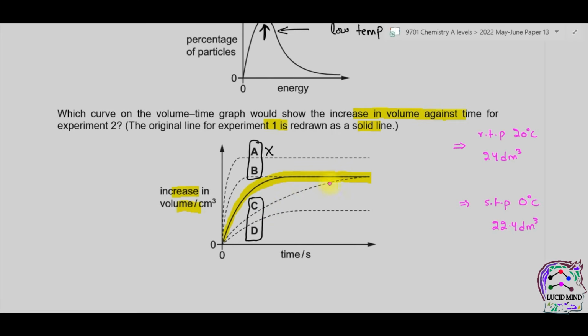In C, we can see the volume is the same, or the increase in volume is the same as the previous experiment. Now this cannot be true because we have reduced temperature, so volume should be lower. The correct answer is therefore D.